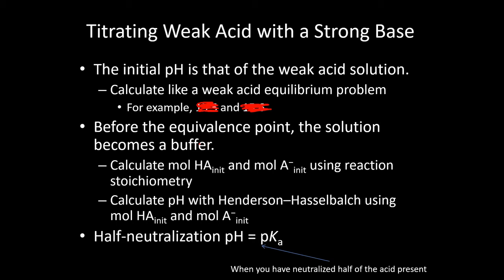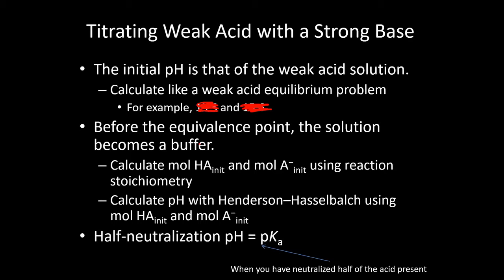So if you remember the weak acid equilibria from way earlier in this chapter, you're going to find the pH just in the same way as that. So if you were titrating acetic acid, you would just treat it like a weak acid with acetic acid. That's all you would do. It wouldn't be anything special.